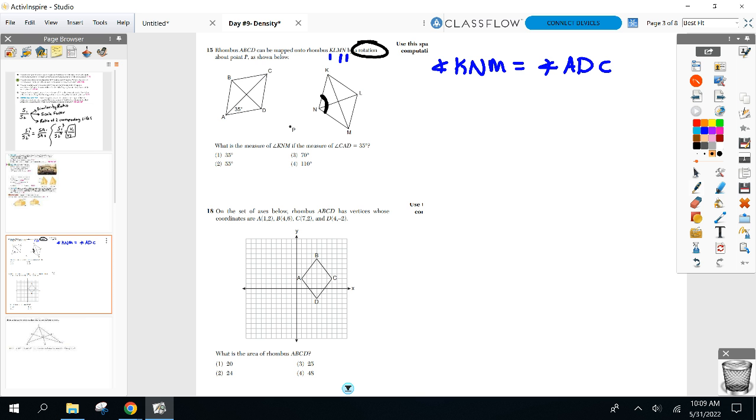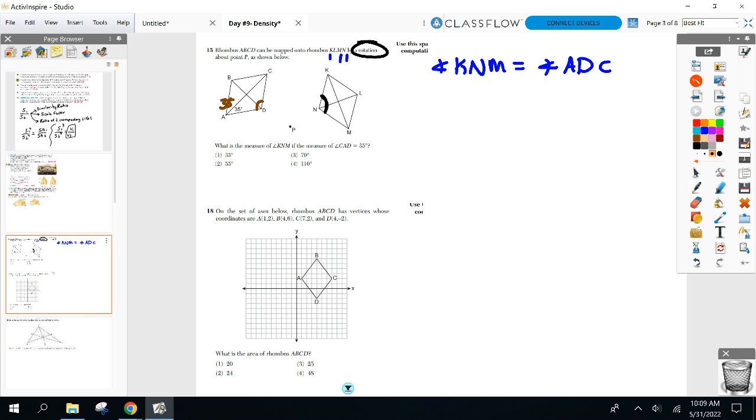So what I need your help with now, using your rhombus properties, what is angle ADC going to be? If you know ADC, you know KNM. Anybody remember anything about the diagonals of a rhombus? They're perpendicular, they bisect each other, and there's one we really haven't talked about because we never needed it. They bisect the angles they're drawn to. So the diagonals in a rhombus bisect the angle. So if that's 35, on this side is 35.